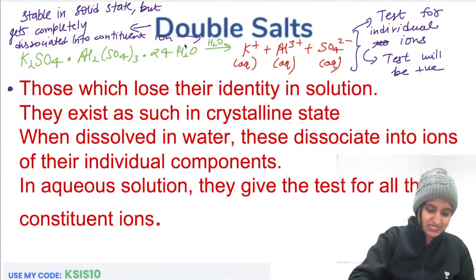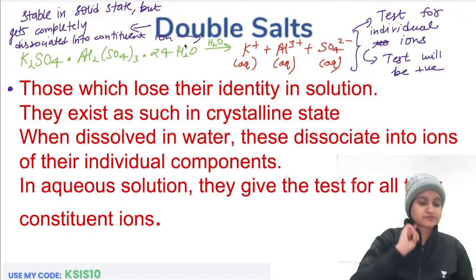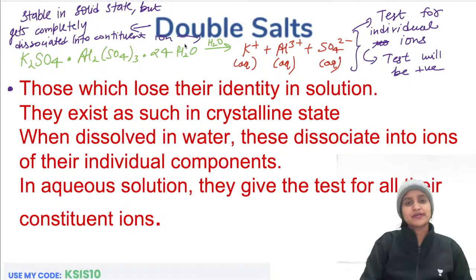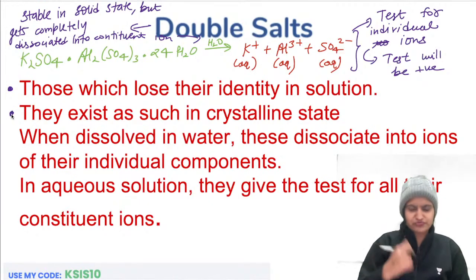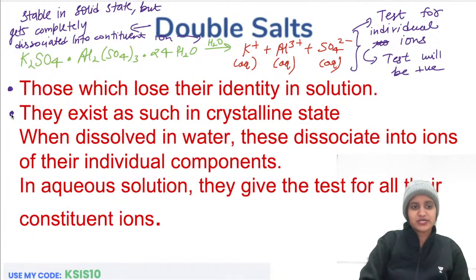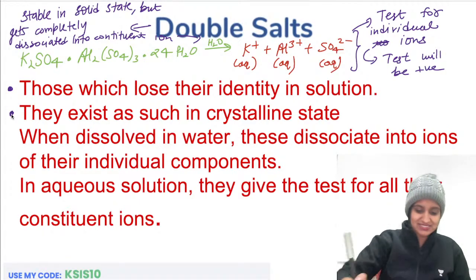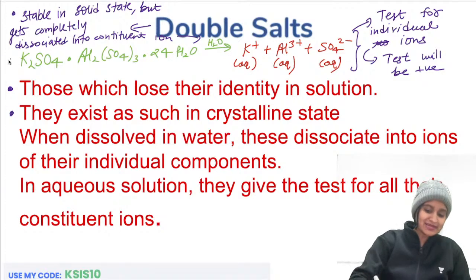Cool, guys. That's nothing but your double salt. So you can see here, those which lose their identity in the solution, they are double salts. They exist as such in crystalline state, right? Powdered form mein hote hain, crystalline form mein present hote hain. When dissolved in water, these dissociate into ions of their individual components. That's just what we discussed in here as well, and in the example as well, correct?